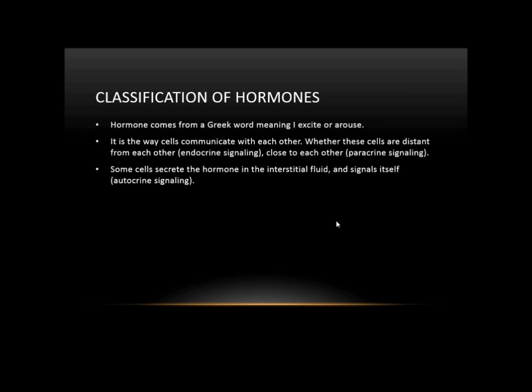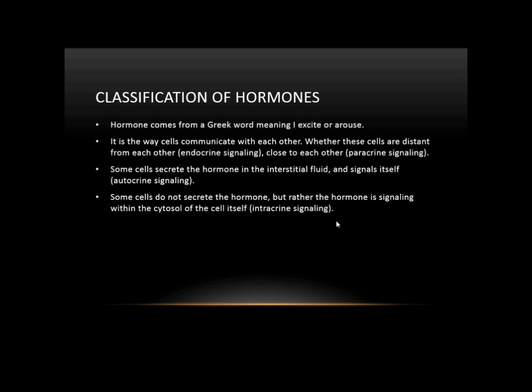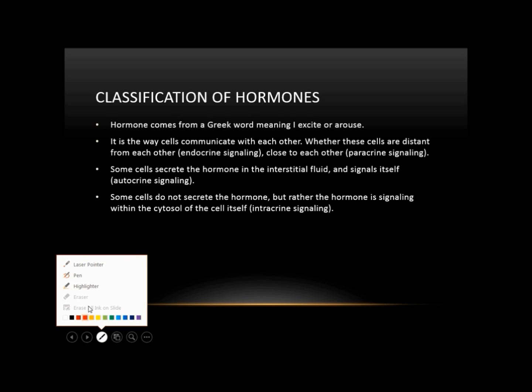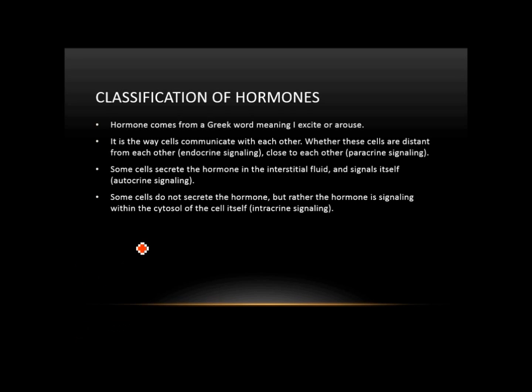So, classification of hormones. Hormone is a Greek word meaning "I excite" or "arouse." It is the way cells communicate with each other, and by the distance between the cell that secretes the hormone and the cell that receives it, we define which type of signaling. If the cells are distant from each other, we call it endocrine signaling. If they are close or neighbors to each other, we call it paracrine.